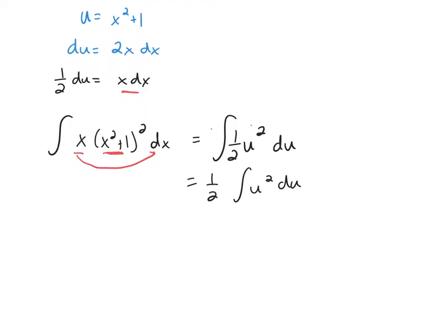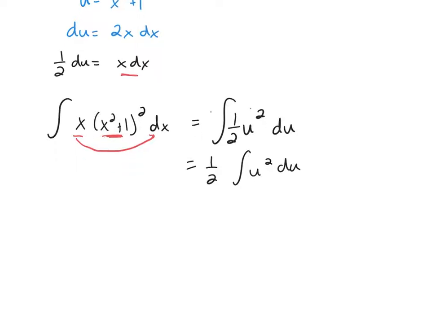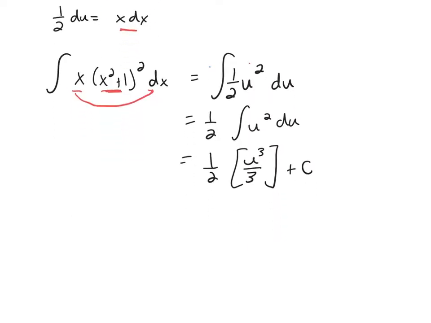Now notice when you do your u substitution, you should only have u's in your integral, no x's anymore. And now do your reverse power rule, u cubed over 3 plus c. And your final step is you have to put it back in terms of x. So you're going to plug in u was x squared plus 1. And there is my answer.